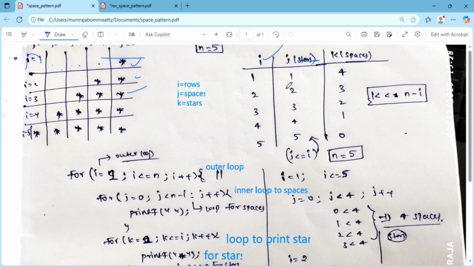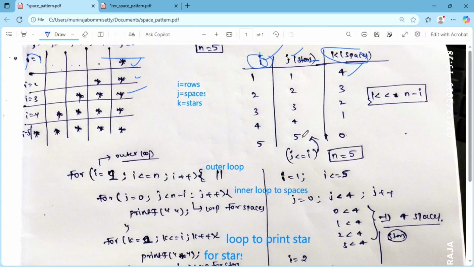Now here we are going to find out the relation between the spaces and the row number, and as usual the relation between the number of stars and the row number. Consider that the total number of stars entirely depends upon the row number, and the total number of spaces can be written as n minus i. Consider that if the user enters n equals 5, it means the total number of rows is 5, then k is less than n minus i. It means that 5 minus 1 is 4. You will get 4 spaces. 5 minus 2 is 3. So find out the relation between these rows and the spaces.